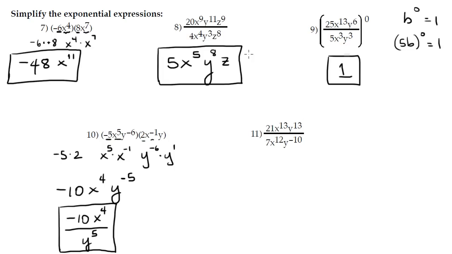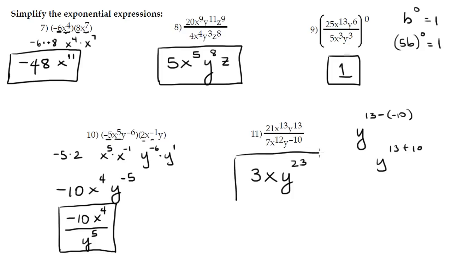All right, so we're following the same idea we did in number 8 for number 11. 21 divided by 7 is 3. X to the 13 minus 12 is x to the 1st, just 1. And my new power for y, let me show this over here. Y, we're doing the numerator minus the denominator. So that's 13 minus negative 10, which becomes 13 plus 10, or y to the 23rd power. So we've got to be careful with that negative in the denominator there. That can get you.